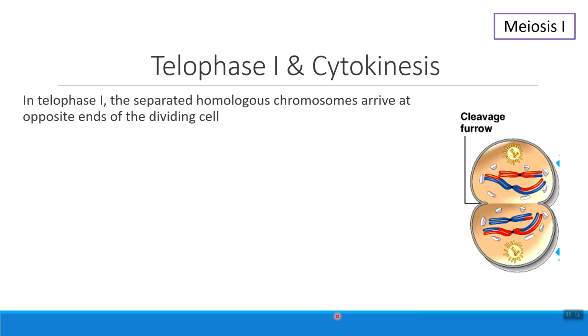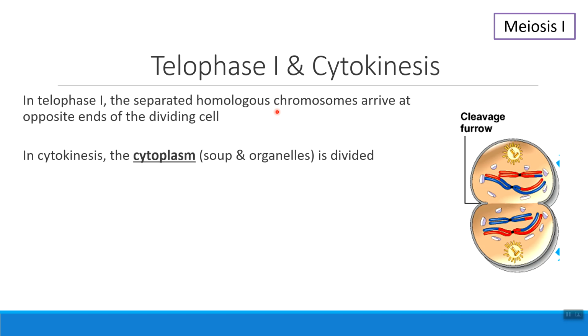Then we transition into telophase 1. And remember that telophase and cytokinesis pretty much overlap themselves, and that's true in mitosis and in meiosis. So when we do telophase 1, or when we've reached that stage, those homologous chromosomes have fully transferred to opposite ends of the dividing cell.